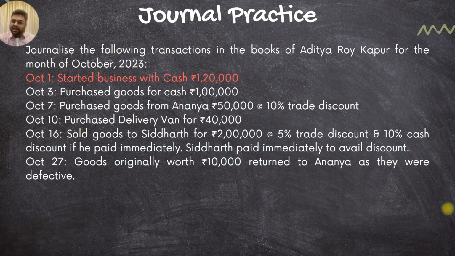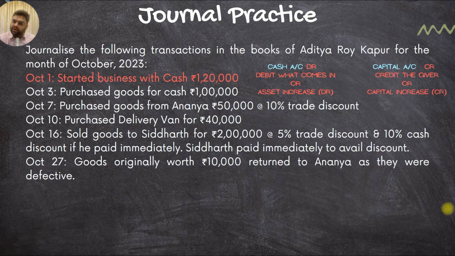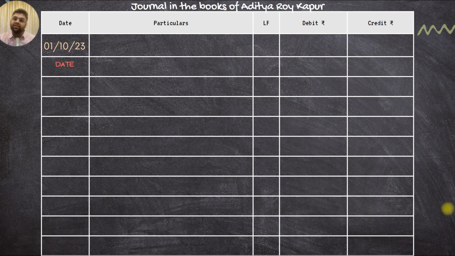October 1. Started business with cash rupees 1,20,000. The 2 accounts that will be affected here are cash account and capital account. Cash will be debited because debit what comes in as per traditional or asset increase debit as per modern. Capital account will be credited because credit the giver as per traditional or capital increase is credit as per modern. अब पता चल गया cash debit होगा, capital credit होगा. अब क्या करेंगे? Now we will go to the journal and first write the date, 1st October 23.